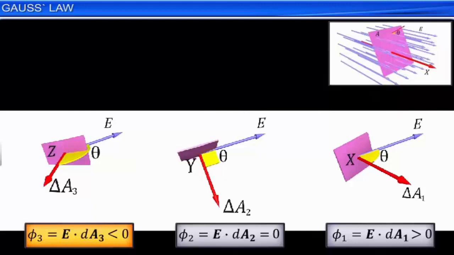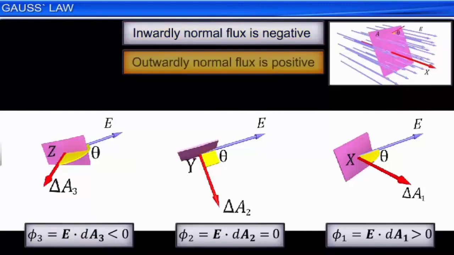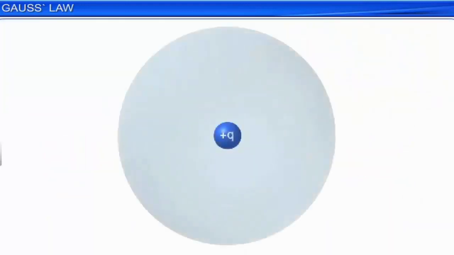From these observations, we can say that the inwardly normal flux is negative and the outwardly normal flux is positive. Let us now consider a point charge plus Q placed at the center of a sphere of radius r. Let us now look at Gauss' law, which defines the relation between the net electric flux through a closed surface and the charge enclosed by that closed surface. This law is of fundamental importance in the calculation of electric field strengths. The closed surface is referred to as the Gaussian surface.